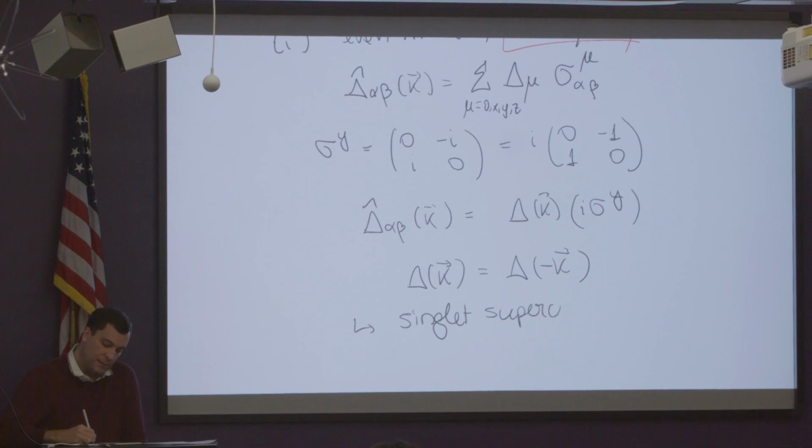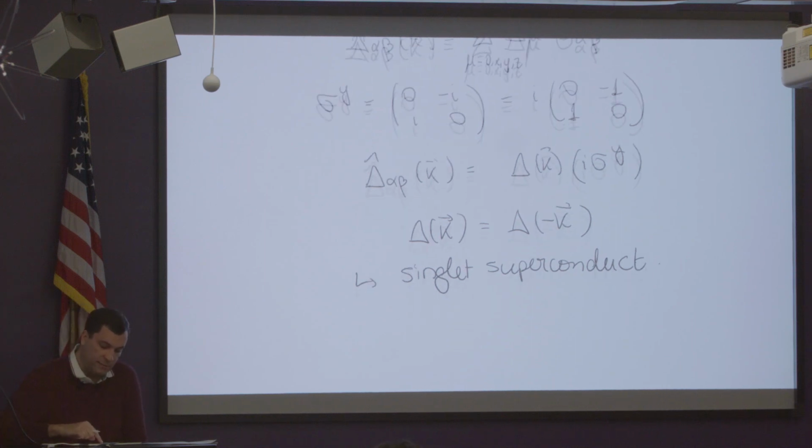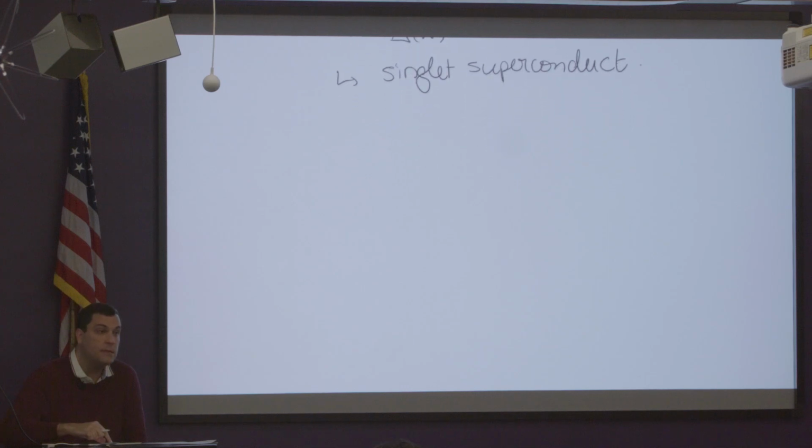Very good. So singlet superconductivity looks like you only need one component. I'll show that this is not true. But so far, so good. Any questions? Okay. So now, there's another option, of course, which is that this is odd in k, and then I have to be symmetric in spin. Okay?